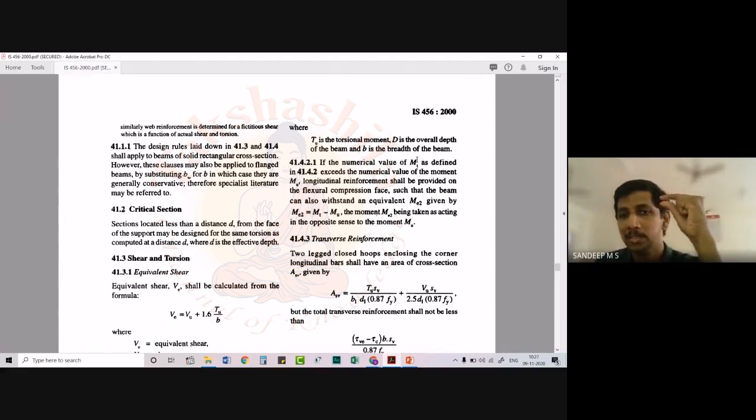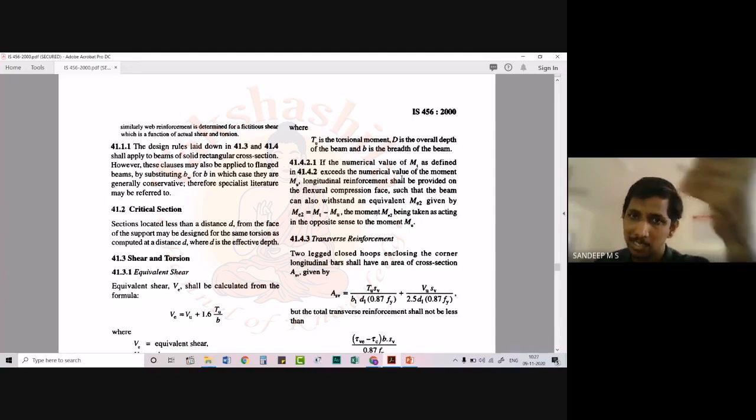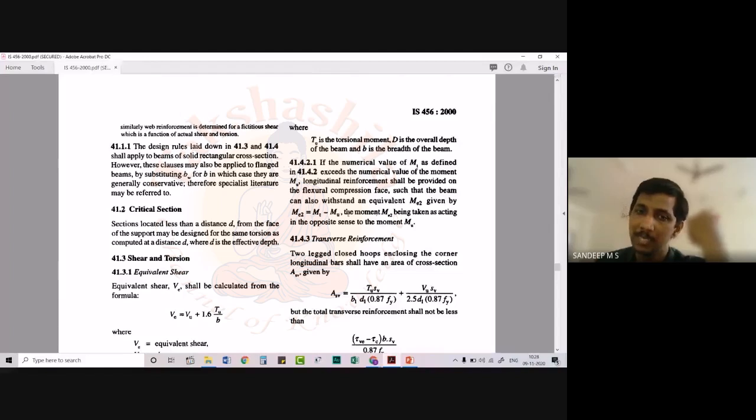If the numerical value of MT, that is the value which takes care of the torsion, exceeds the numerical value of MU, that is the actual moment acting at that corresponding section, what do we have to do? Longitudinal reinforcement shall be provided on the flexural compression face also. So you have to provide reinforcement on the compression face if the value of MT is greater than the actual bending moment at the respective section, such that the beam can also withstand an equivalent moment ME2 given by ME2 equal to MT minus MU.